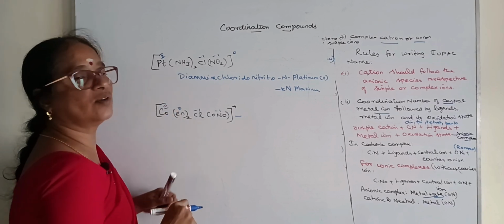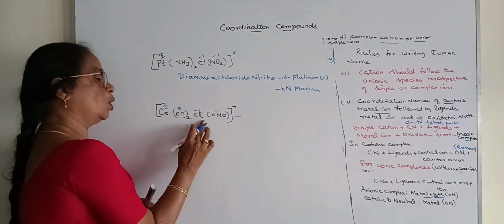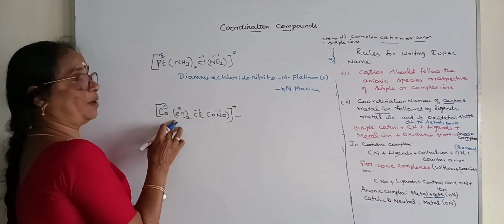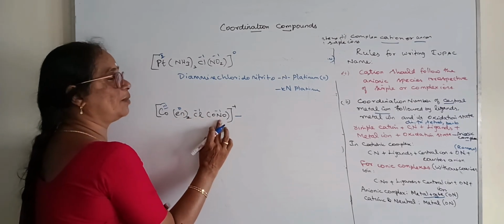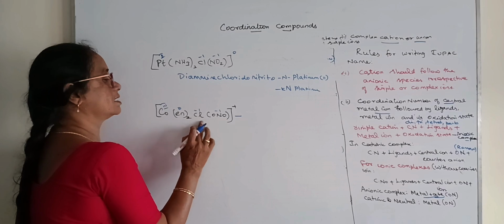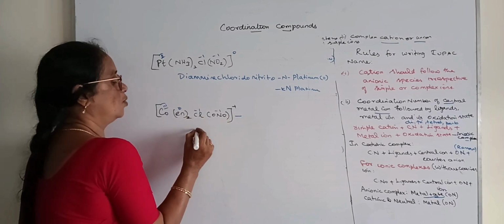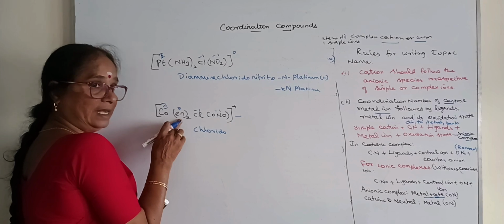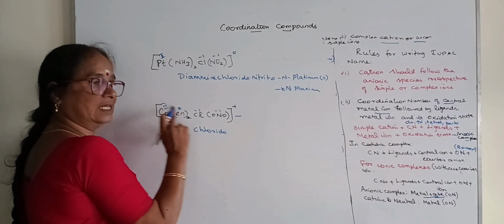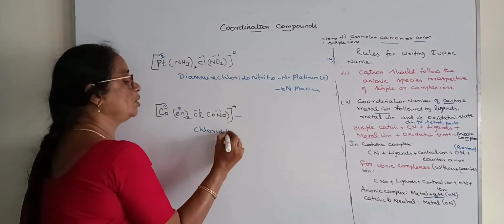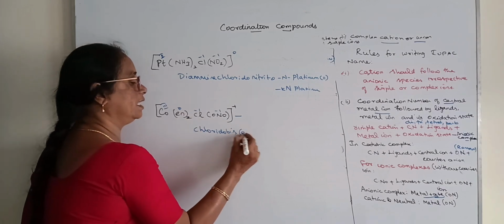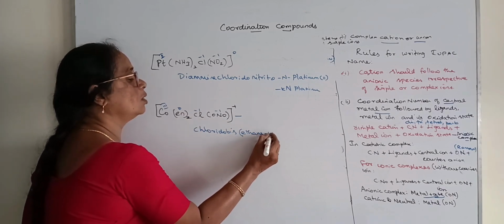Once again, follow the alphabetic order. Chlorido followed by ethane 1,2 diamine followed by nitrito. So let us write the first one, chlorido. It is a didentate ligand as well as it is diamine. So the 2 is taken as bis. Open the bracket in which ethane 1,2 diamine.